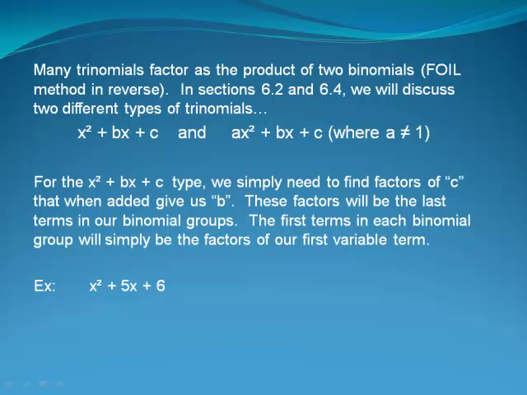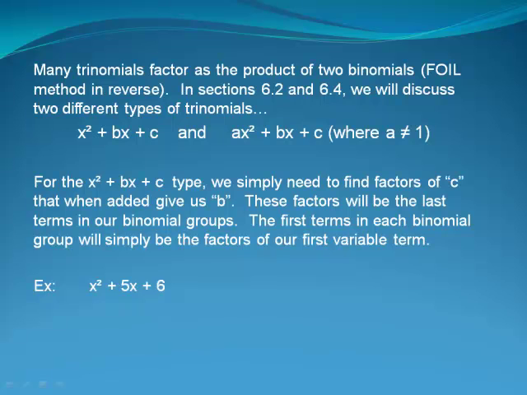In Section 6.2 and 6.4, we will discuss two different types of trinomials: the x squared plus bx plus c type and the ax squared plus bx plus c type, where a does not equal 1. If a is equal to 1, then you have the first type, x squared plus bx plus c. For this type, we simply need to find factors of c that add to give us b. These factors will be the last terms in our binomial groups. The first terms in each binomial group will simply be the factors of our first variable term.